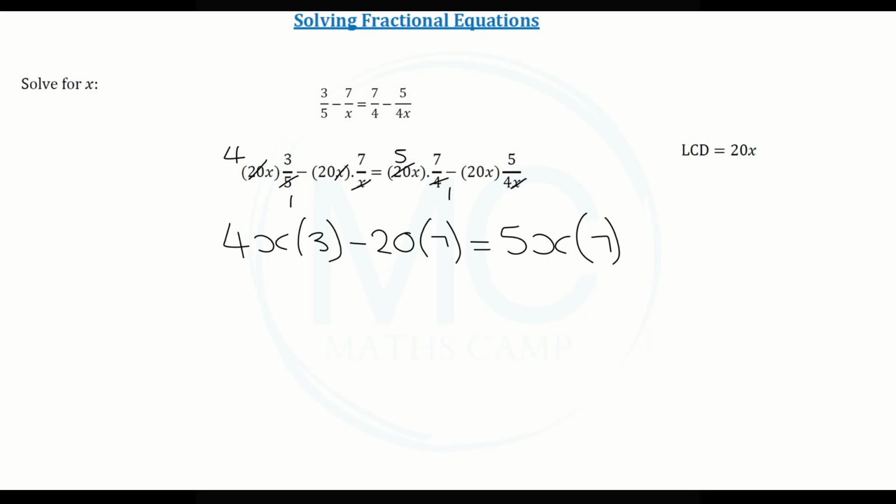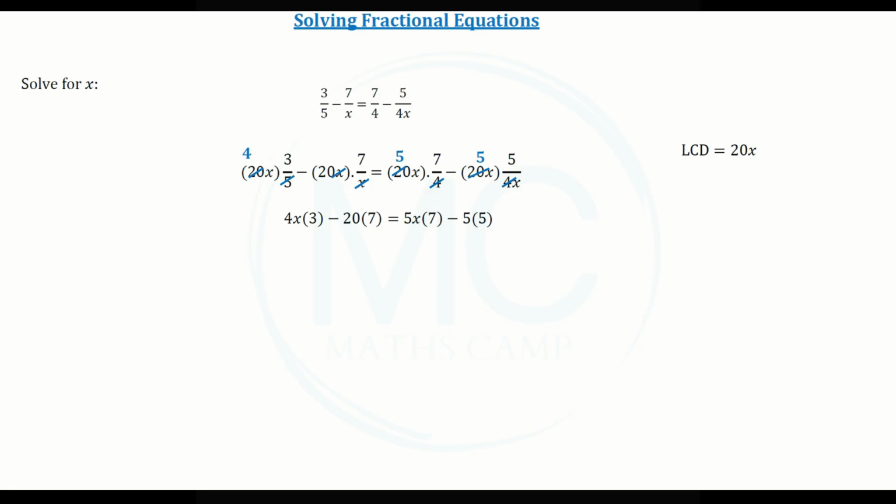In our final term, the x's cancel. 4 divided by 4 is 1, and 20 divided by 4 is 5. So we get negative 5 multiplied by 5. And now we can expand our brackets. 4x multiplied by 3 gives us 12x. Negative 20 multiplied by 7 gives us negative 140, is equal to 5x multiplied by 7 gives us 35x. Negative 5 multiplied by 5 is negative 25.